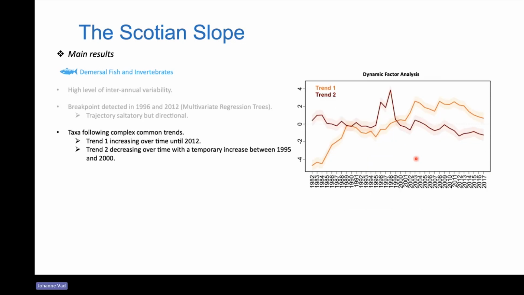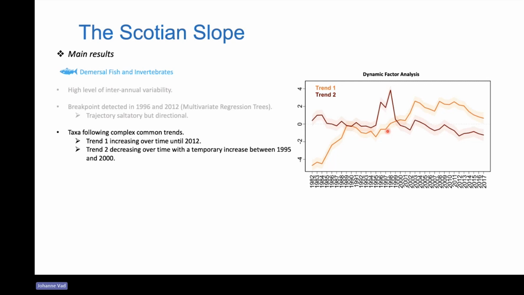If we look at our dynamic factor analysis, again an analysis that tries to find common trends across all of our species, we actually find 2 trends here, really highlighting the very complex behavior of our fish population in this region. The first trend is increasing over time until 2012, one of our breakpoints. The second one is overall decreasing, but with this really strange behavior between 95 and 2000, again at the time where we picked up a breakpoint. So we have good agreement across our statistical analyses, which is always reassuring to see.